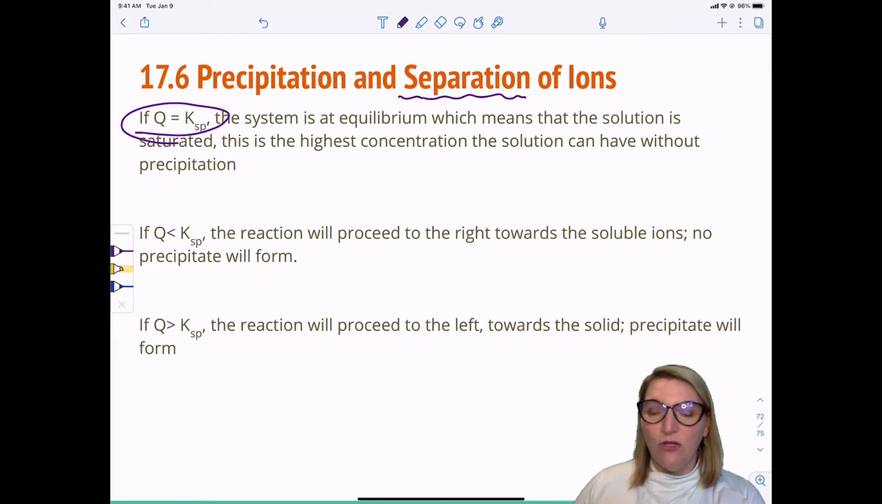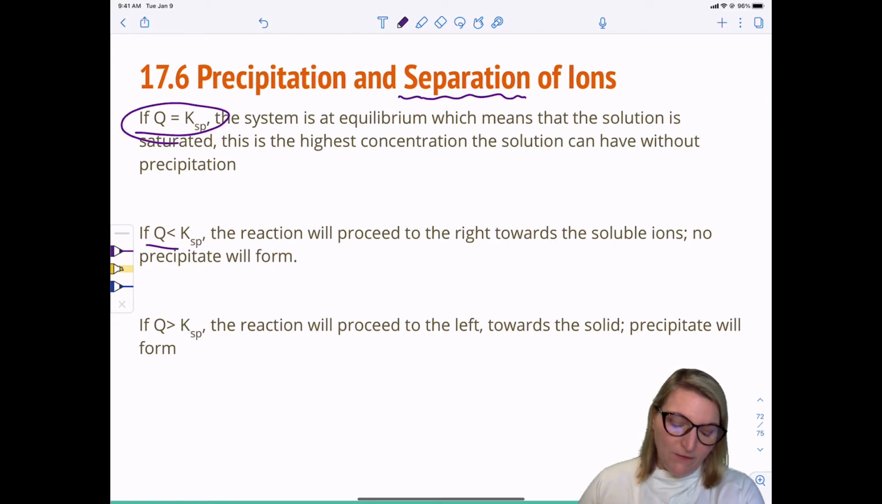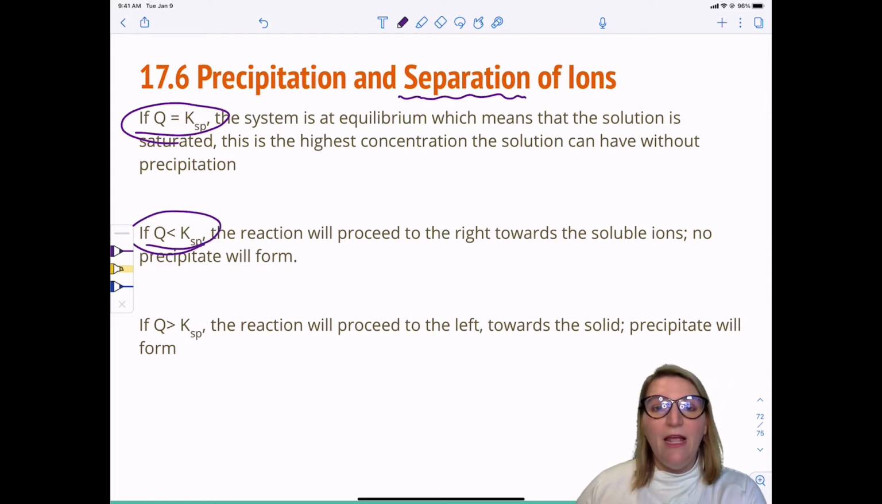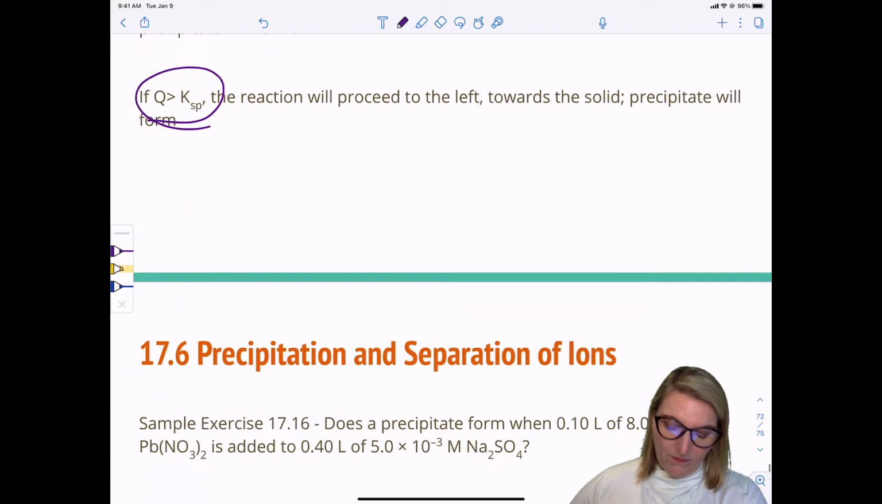And remember, Q is just like Q in the previous chapter 15, in that it is the same formula as the equilibrium constant expression, except that the numbers aren't at equilibrium, they're starting numbers. And I would look depending on if Q is bigger than Ksp or Q is less than Ksp. If Q is less than the Ksp, it will still dissolve, no precipitate forms. But if Q is greater than Ksp, a precipitate will form.